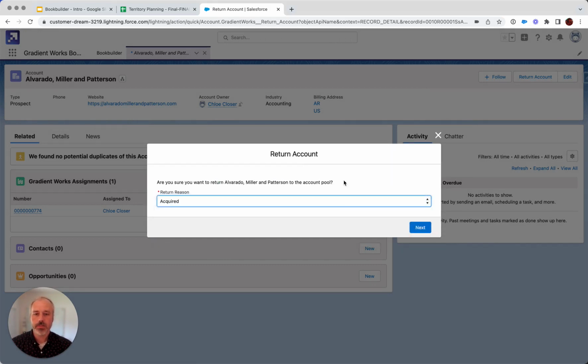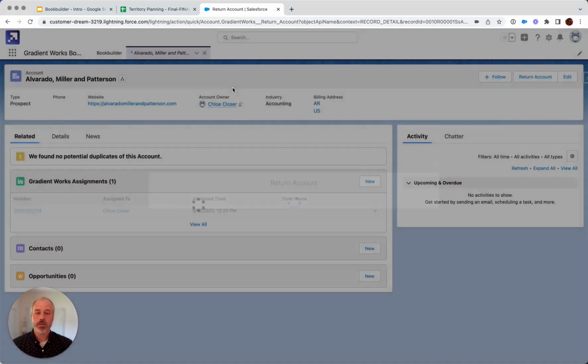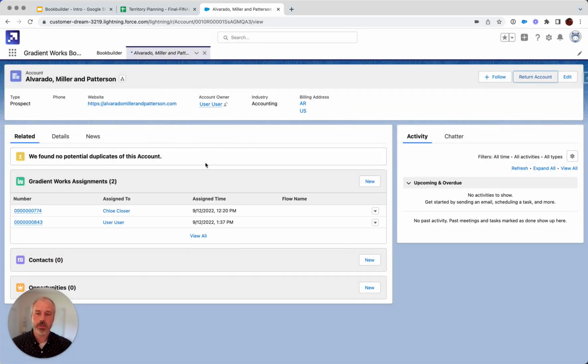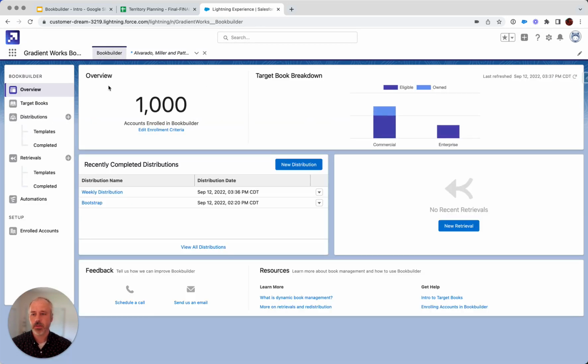So she's going to make a note that it's been acquired and return that account to the pool, so it's no longer going to be eligible for distribution. So you see right here that it went back to the pool. So now we go back to Bookbuilder.